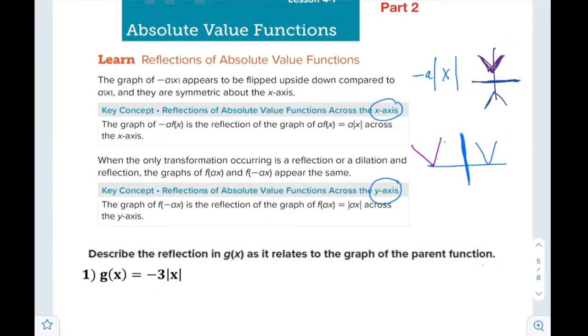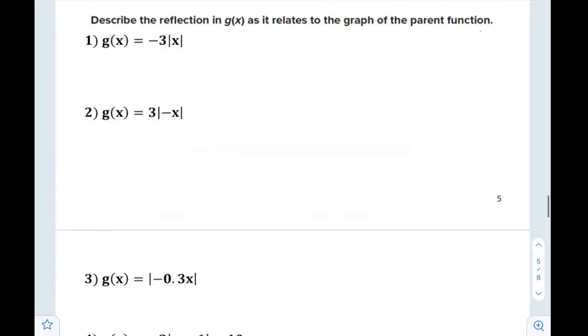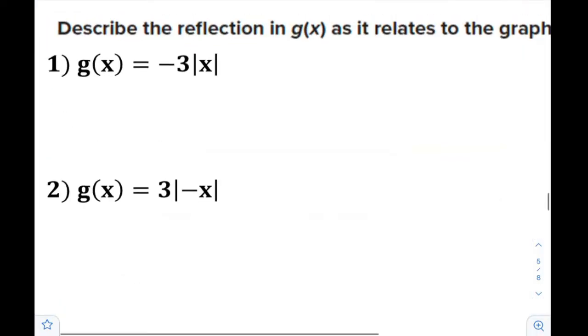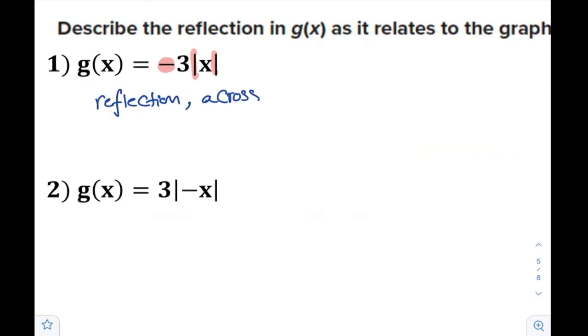Now let's apply what we have learned here on the absolute value. Describe the reflection as it relates to the graph of the parent function. Now have a look here. We have a minus sign and it's outside the group. So there is reflection definitely. But since it's outside, then it is across the x-axis. Means the graph, instead of opening up, will open down. It will be flipping.